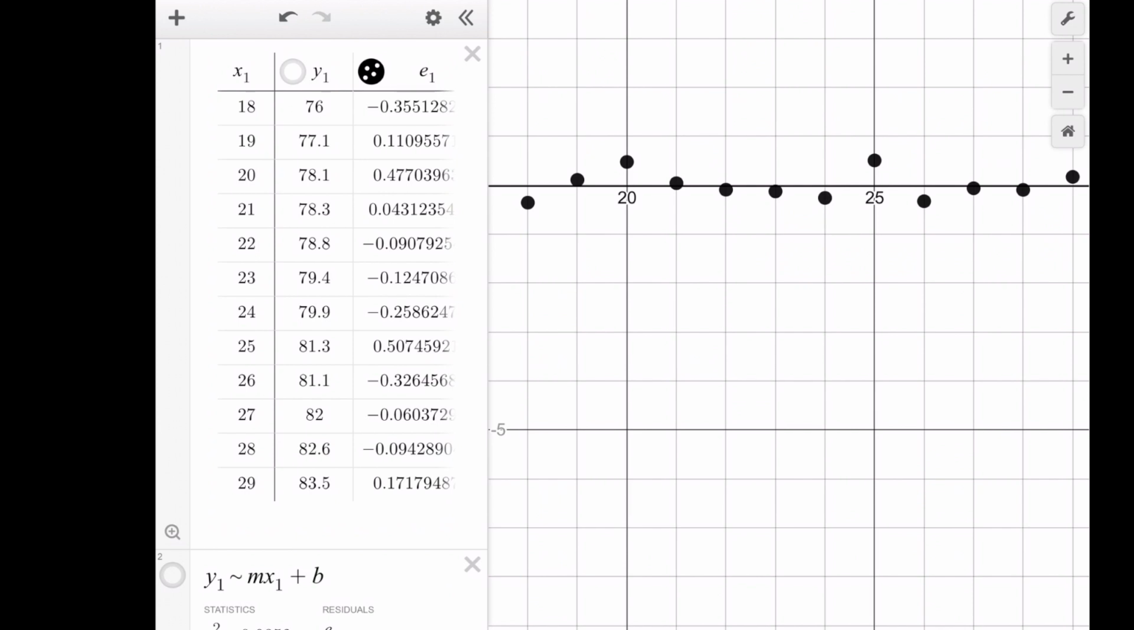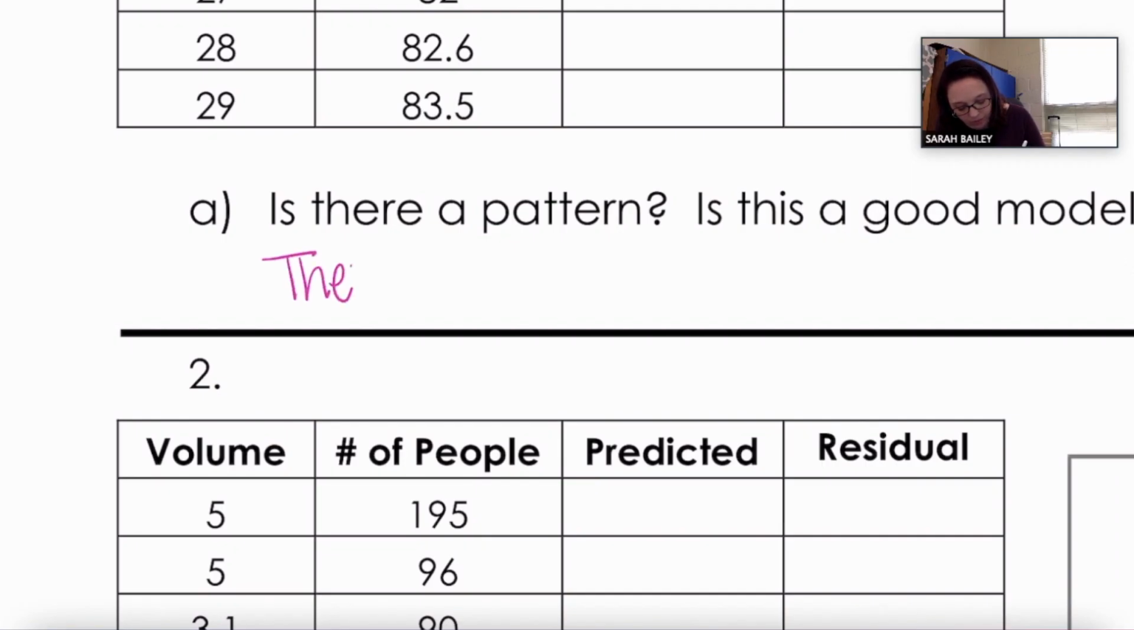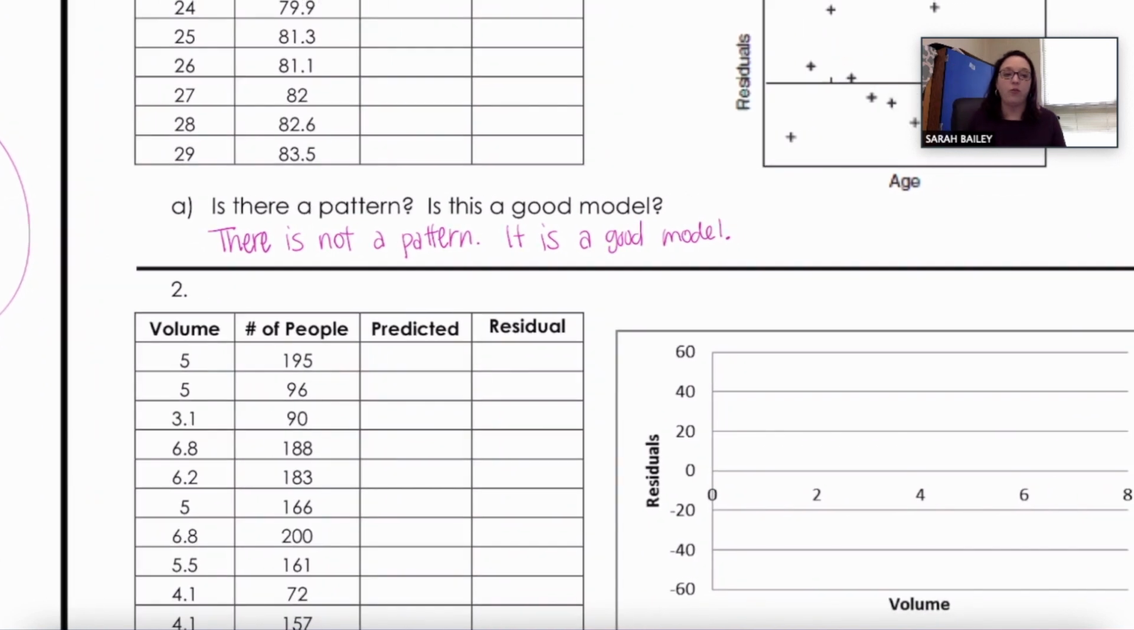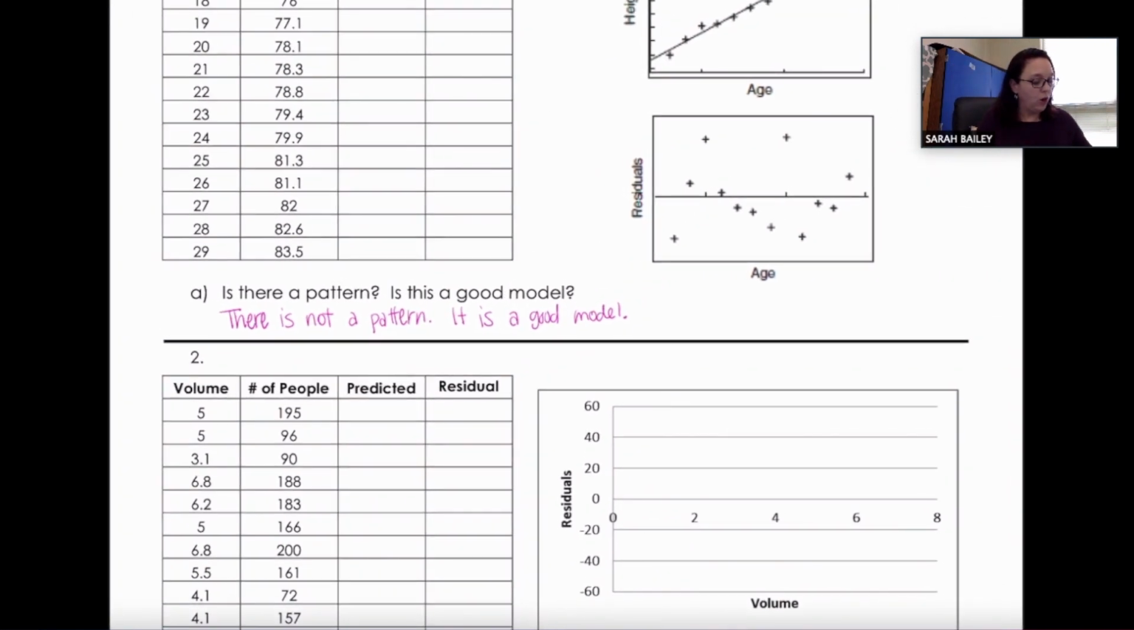Well, for this particular data, we'd say there's not really a pattern. Is there a pattern? We're going to say there is not a pattern. And we're going to say it is a good model. Okay, and that's it for that. So if there is not a pattern in that residual plot, then we can say it is a good model for the data. All right, so now we're going to get ready to try another one.